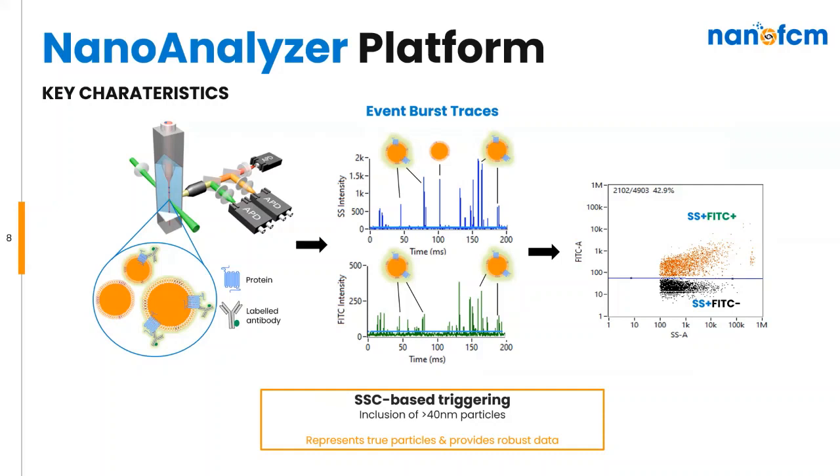So on the right, you can see the dot plot, which is generated from the detection of these particles, utilizing the side scatter channel as the triggering channel, which means that only particles greater than 40 nanometers are shown on this dot plot before separation into the fluorescent positive and negative populations on the y-axis. Any unbound fluorescent signals not associated with a side scatter signal, none of these are included on the dot plot, and this really ensures robust and true data.